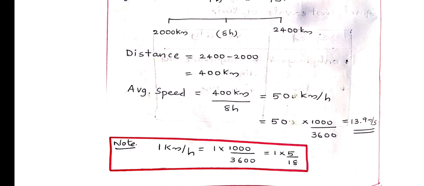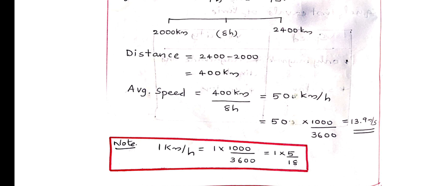That is 1 hour is equal to 60 minutes. But we studied earlier 1 minute is equal to 60 seconds. So 1 hour is equal to 60 minutes, that is 60 into 60, that is 6 into 6, which is equal to 3600 seconds. Okay, so we cancel the zeros, we get 5 by 18. So 1 kilometer per hour is equal to 5 by 18 meter per second.